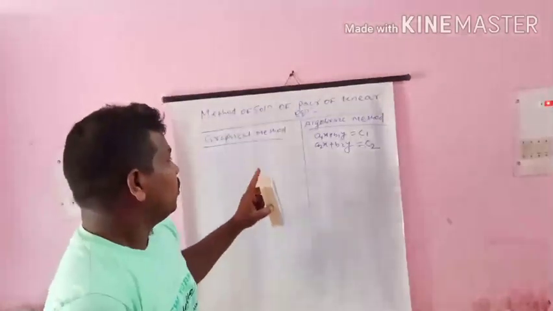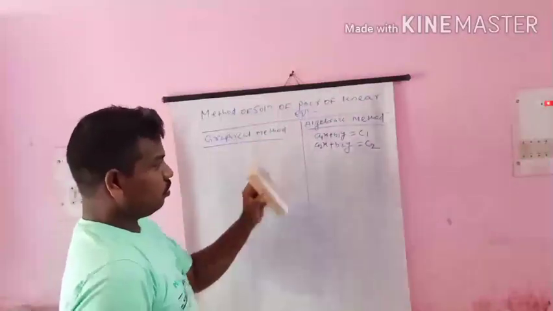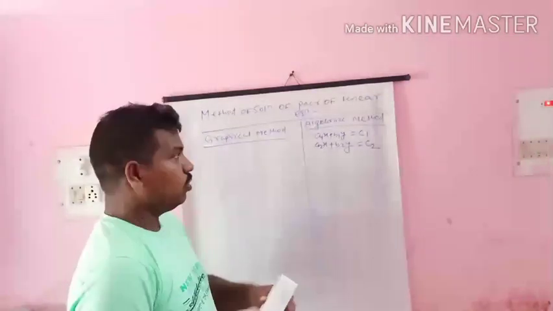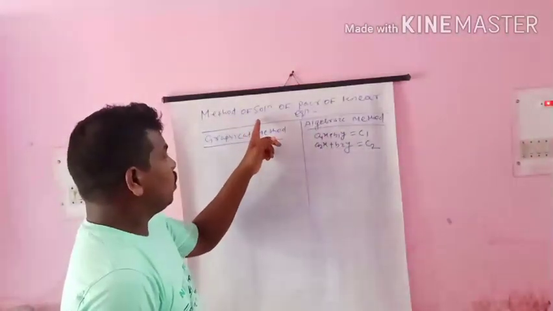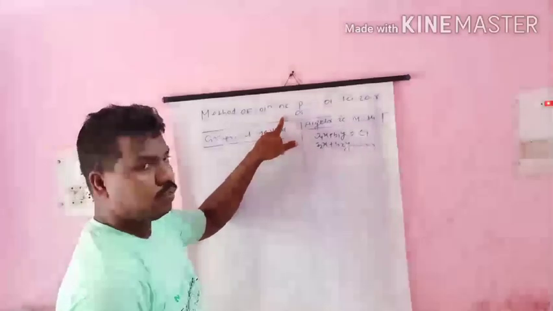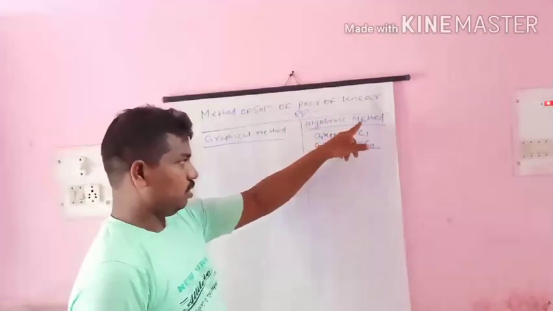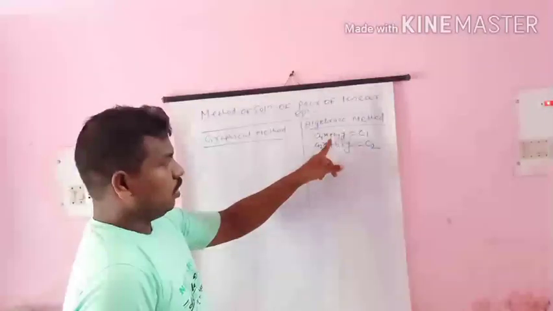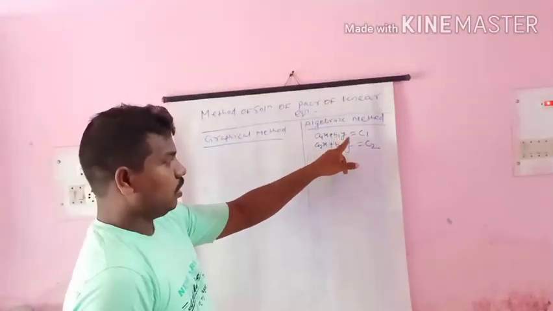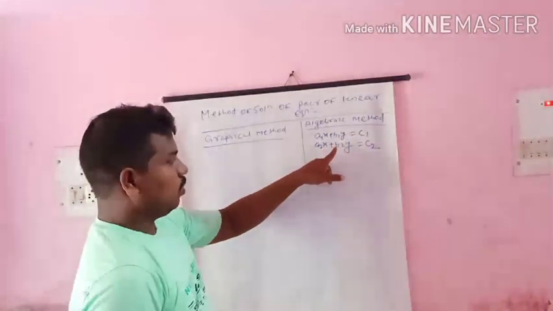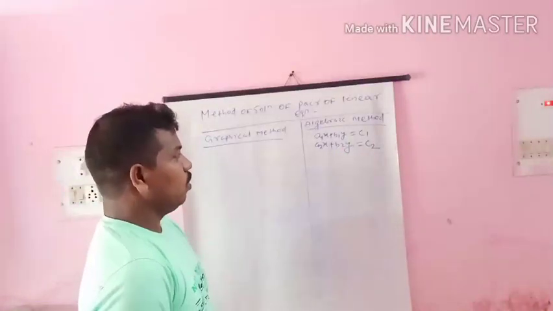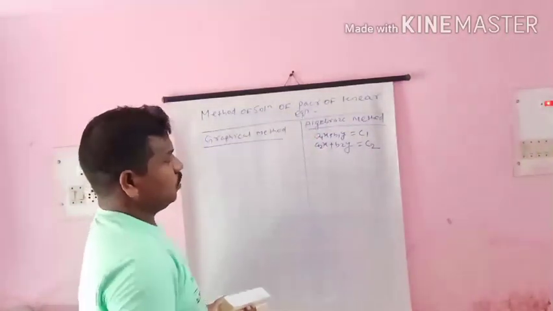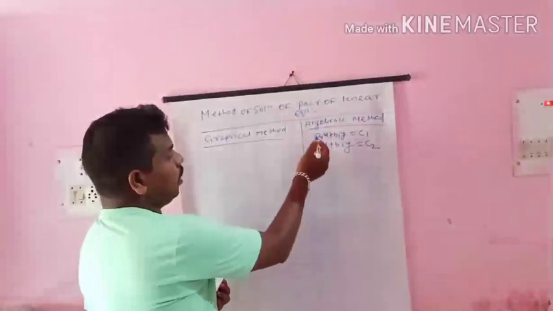So today we will discuss what kind of solution a pair of linear equations will give. We know that there are two methods for finding the solution of a pair of linear equations: one is the graphical method, another is the algebraic method. The standard form of a pair of linear equations is a1x plus b1y equal to c1, a2x plus b2y equal to c2. From these equations, we have to check what kind of solution the pair will give.